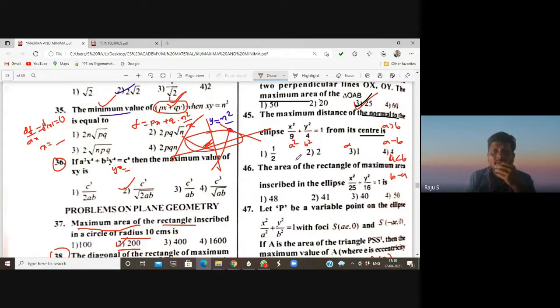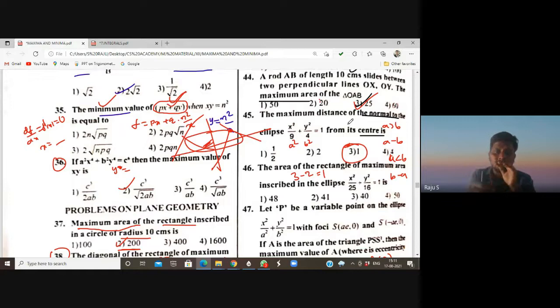What is the A value over here? A value is 3. B value is 2. 3 minus 2 is equal to 1. This is the answer. It depends on A comma B. If A is greater than B, A minus B. If B is greater than A, B minus A.